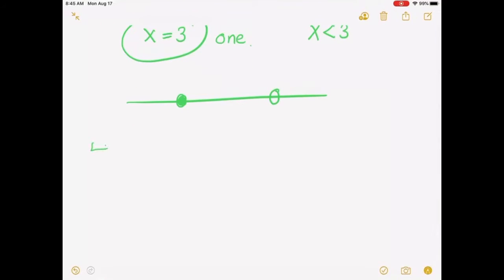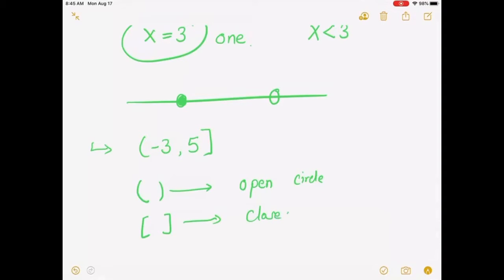So let's say here's my first example. If I have -3, 5 and a bracket. Basically, the parenthesis tells you it's an open circle, so that's always going to be an open circle. If I have a bracket, it means it's the closed circle, which means it's included within that interval.